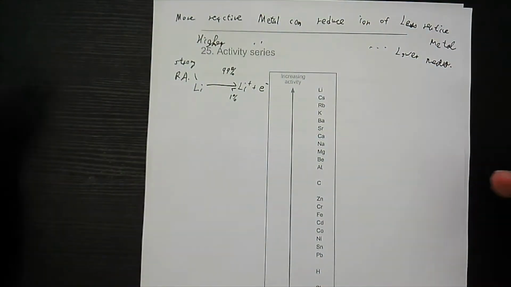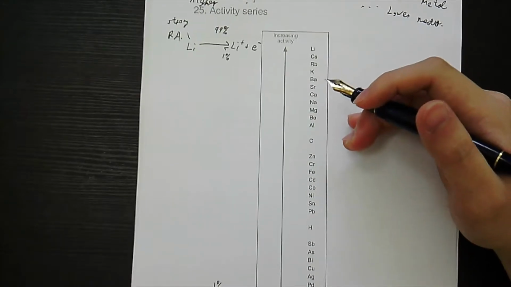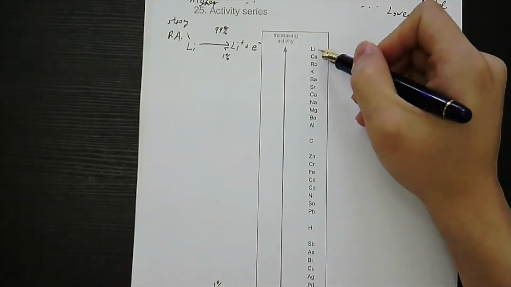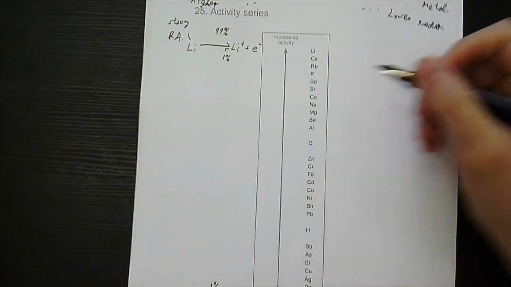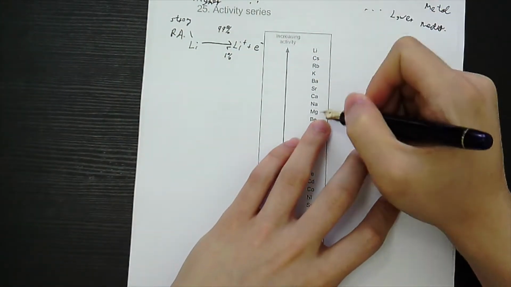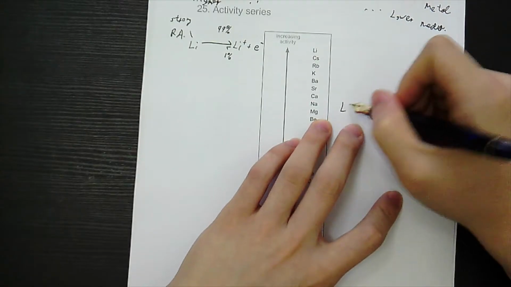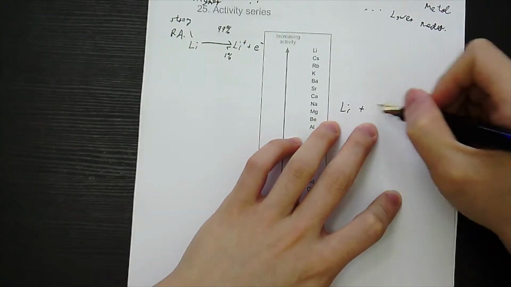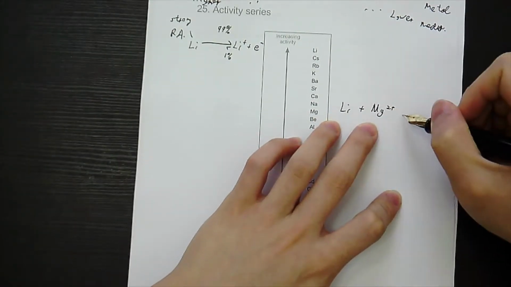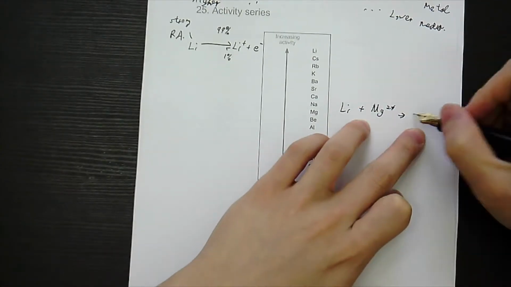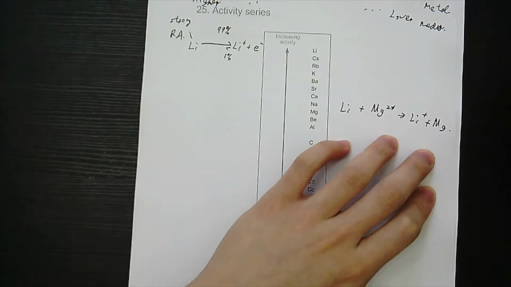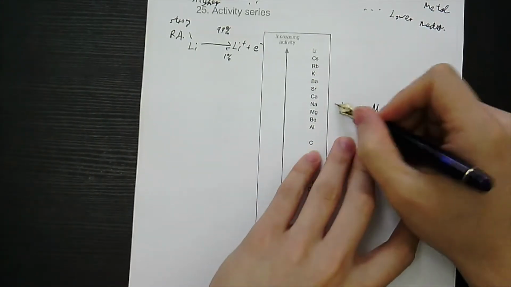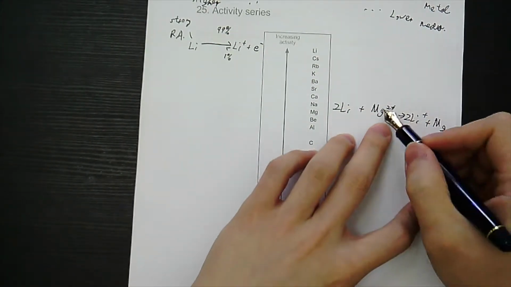Let's say, I'll just pick some metals as an example. Lithium can reduce the magnesium ion, because lithium is higher than magnesium, right? So lithium is oxidized to lithium ion, and magnesium ion is reduced to magnesium. Balance the equation, right? 2 and 2 here. You have to balance the charge, not only the atoms, right?